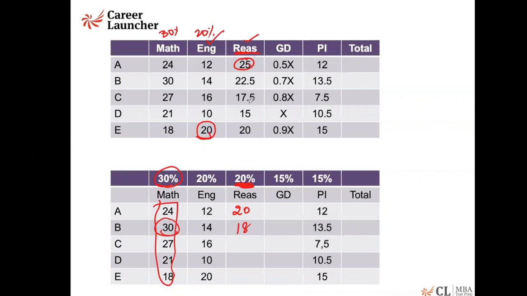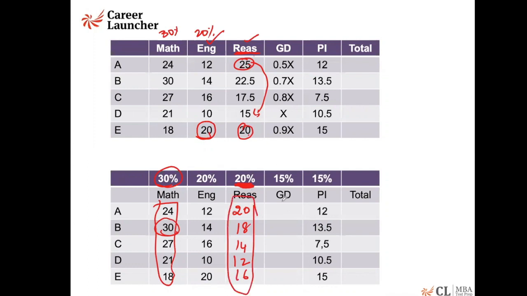17.5 is 30% lower than C. 30% lower than C is 14. This is 40% lower than D. So what is 40%? This is 12. And this is 20%. 20 out of 25 is 80%. 80% of 12 is 16. This is the way you will get your reasoning.